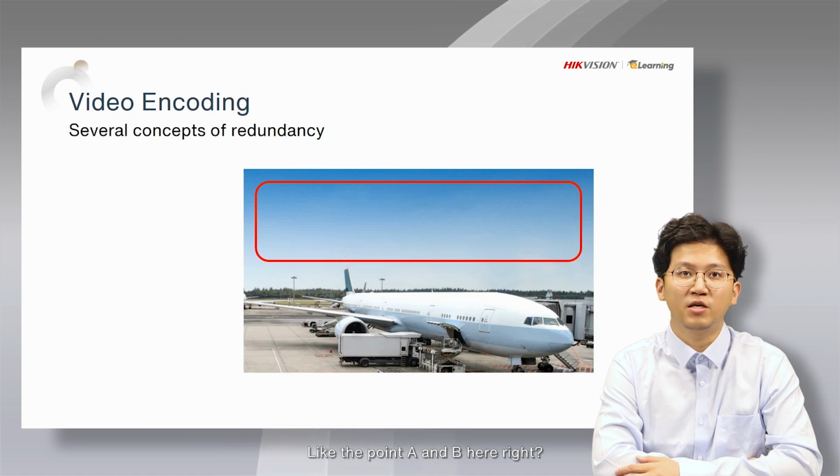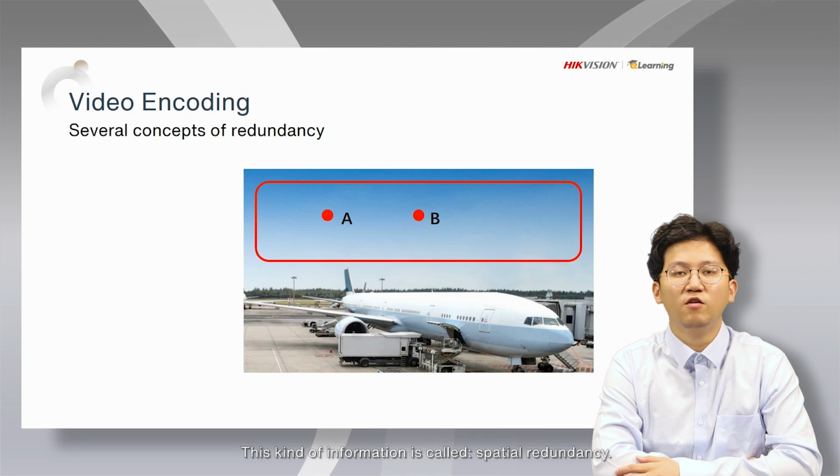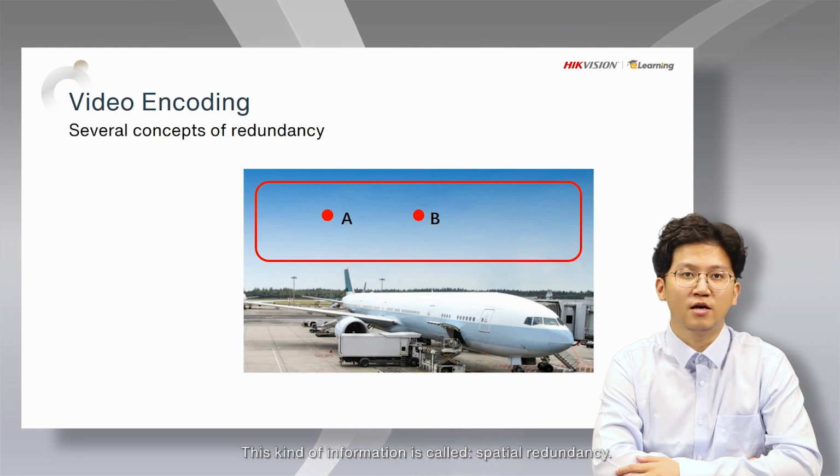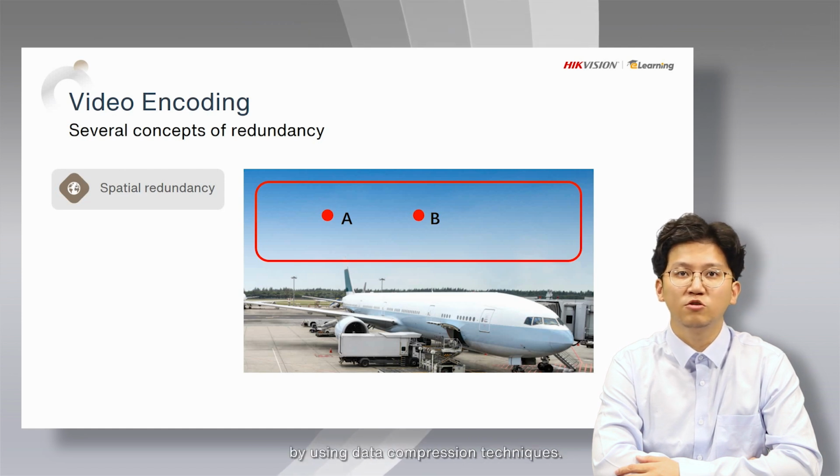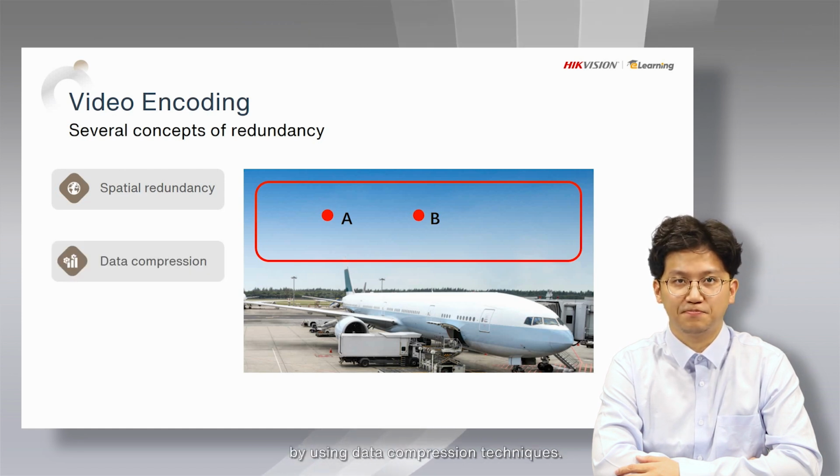Like the points A and B here, right? They have almost the same information. This kind of information is called spatial redundancy. Such redundant data can be compressed using data compression techniques.